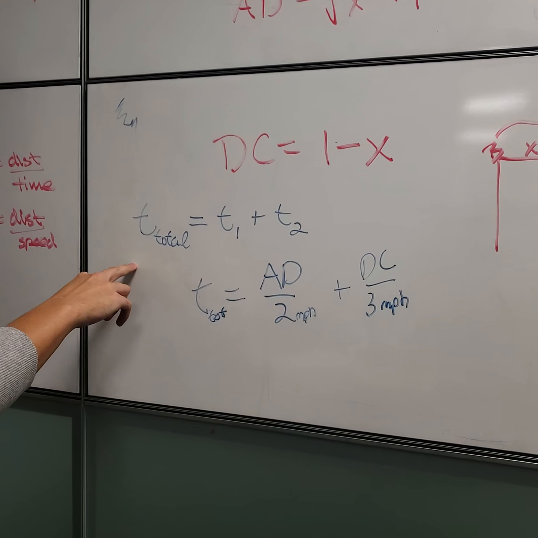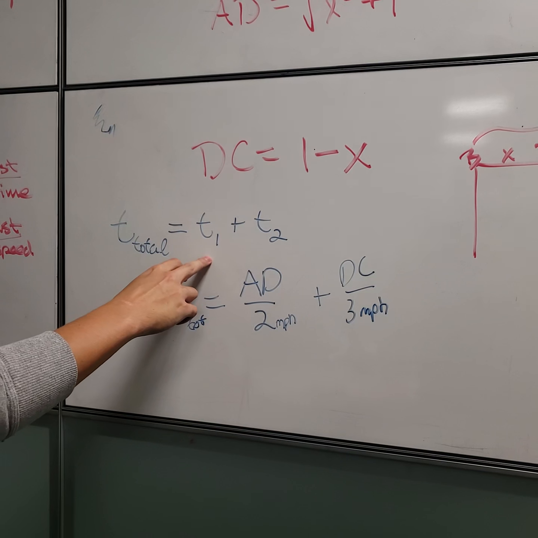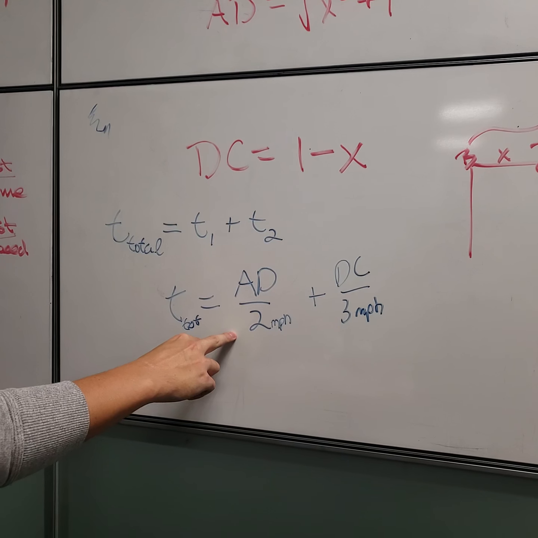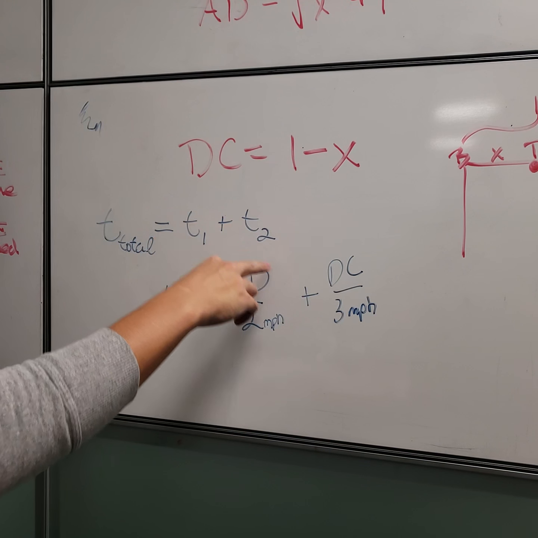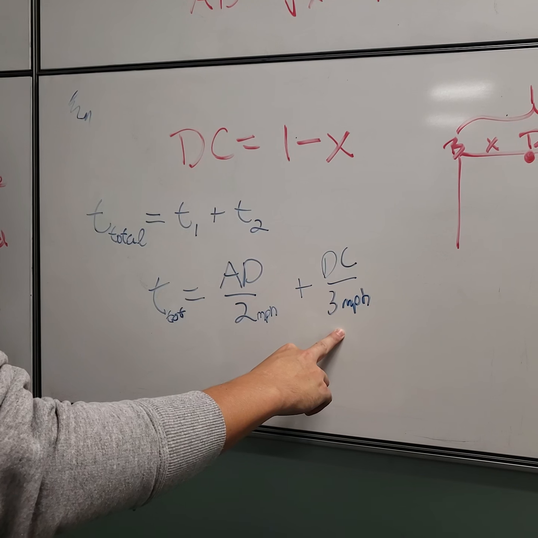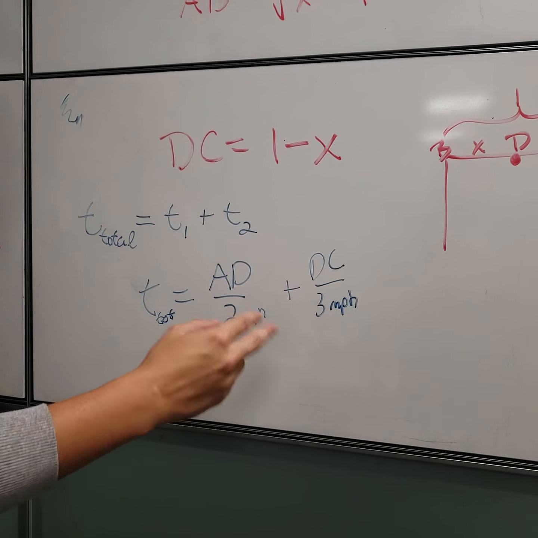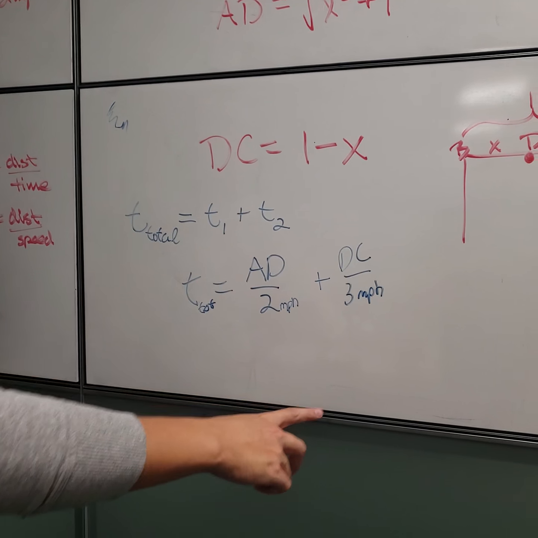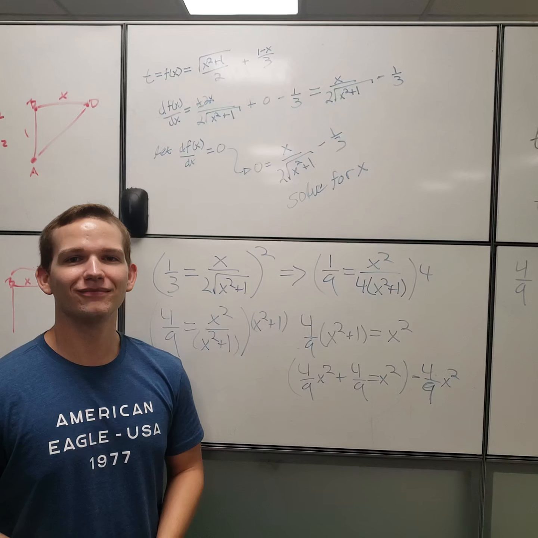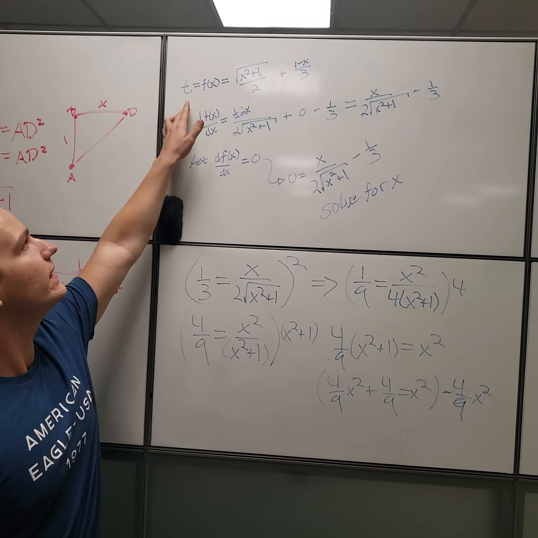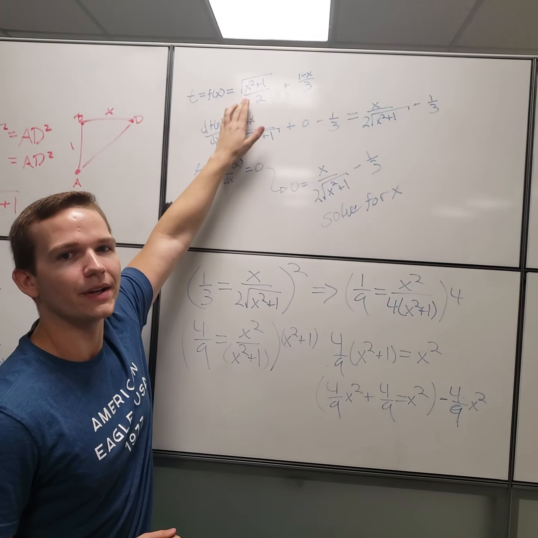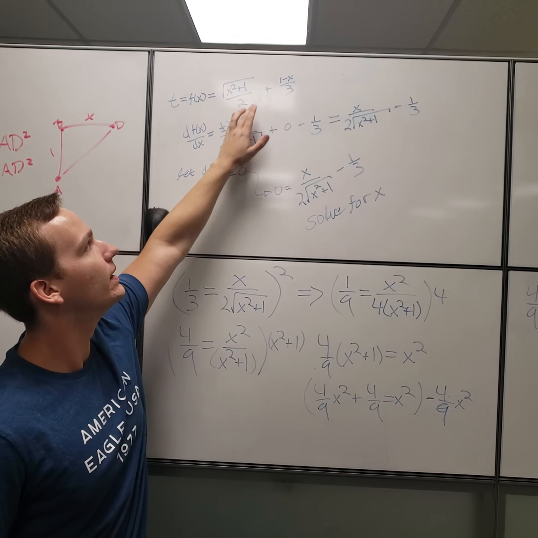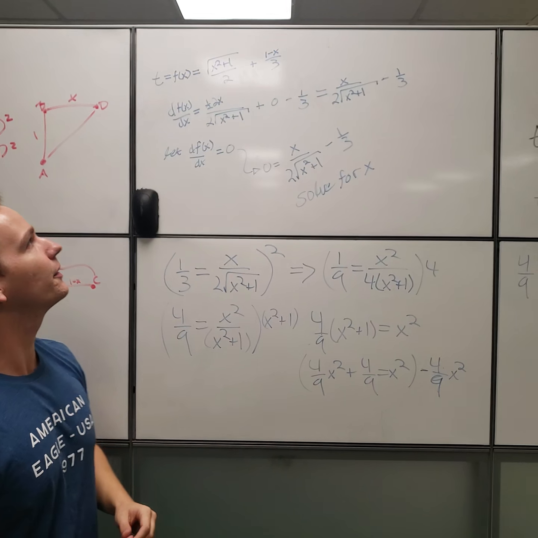Then we use total time equal to T1, for AD over the 2 miles per hour swimming speed, plus T2, which is equal to the distance DC over the 3 miles per hour walking speed, equal our total time. So we can set t as a function, and that function is going to look like the square root of x squared plus 1 over 2 plus 1 minus x over 3.